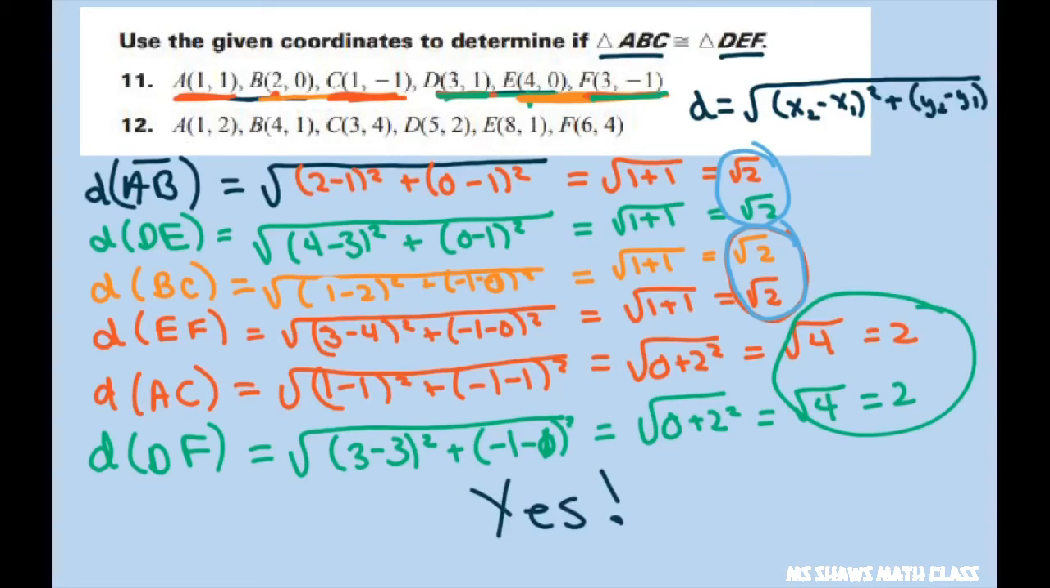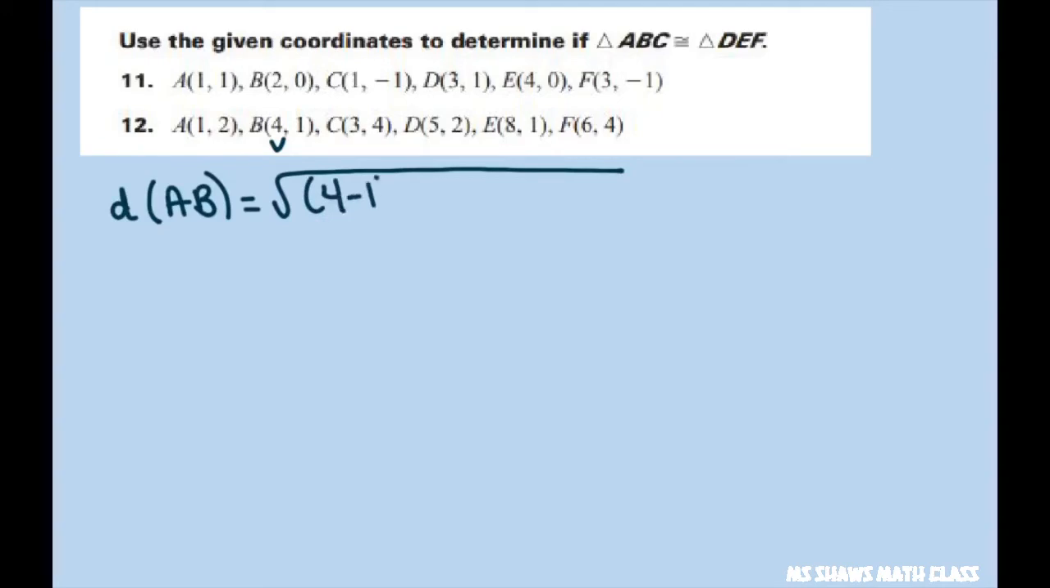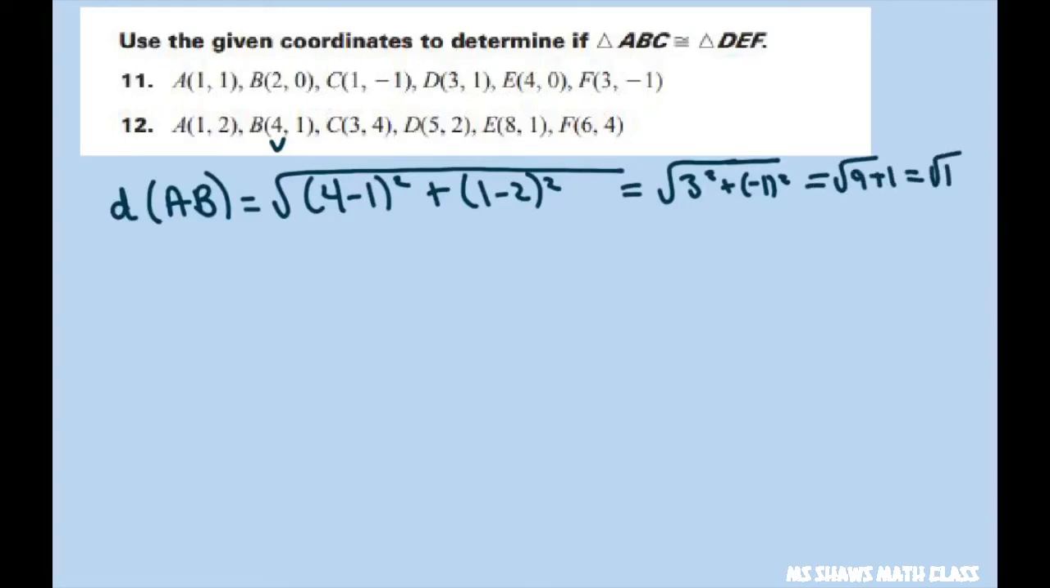Now for number 12, let's try the same thing. We're going to get the distance of AB first. So that's going to be, I'll start with the 4. 4 minus 1 squared plus 1 minus 2 squared, and that equals square root of 3 squared plus a negative 1 squared. So that's going to be square root of 9 plus 1 equals square root of 10.